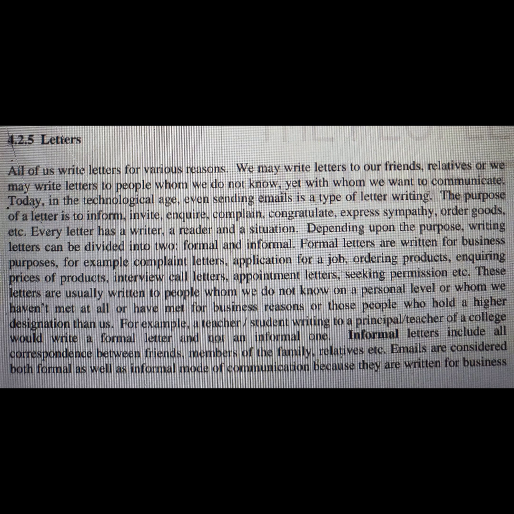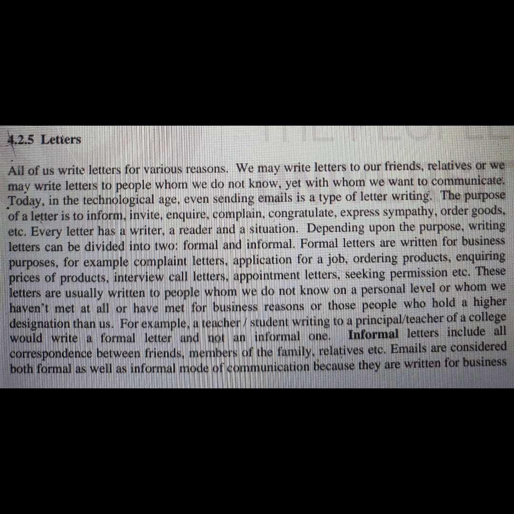Letters. All of us write letters for various reasons. We may write letters to our friends, relatives, or we may write letters to people whom we do not know, yet with whom we want to communicate. Today, in the technological age, even sending emails is a type of letter writing. The purpose of a letter is to inform, invite, inquire, complain, congratulate, express sympathy, order goods, etc.